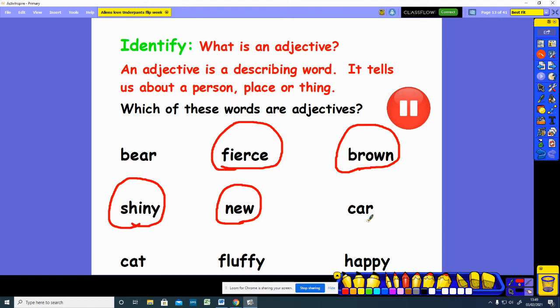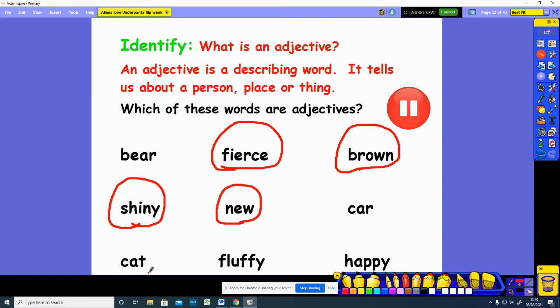Car. Is car a describing word? No, it is not. Car is a noun. It is a thing. It does not describe anything. We can say, I have a shiny new car, and shiny and new are the adjectives. Car is not.